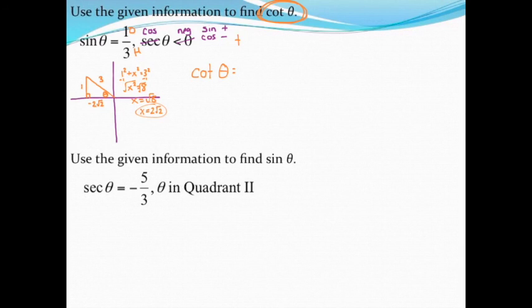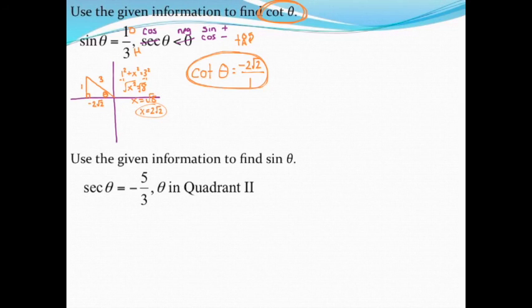Remember, tangent is the TOA part of SOHCAHTOA. So tangent would be opposite over adjacent. Because I'm doing the reciprocal, I need to flip those. So I need the adjacent side, which I just found out was negative square root of 2 over 2, over the opposite side, which is 1. And I would need to simplify that if necessary. This time it's not necessary to simplify it. It's already simplified. So there is my cotangent of theta, negative 2 square root of 2.